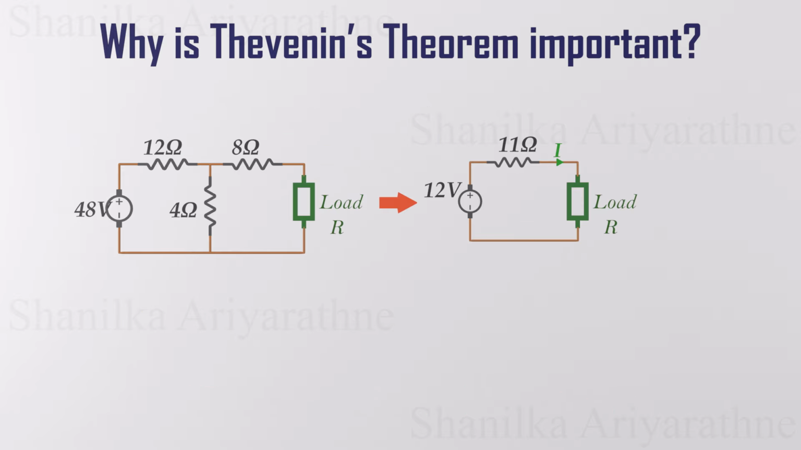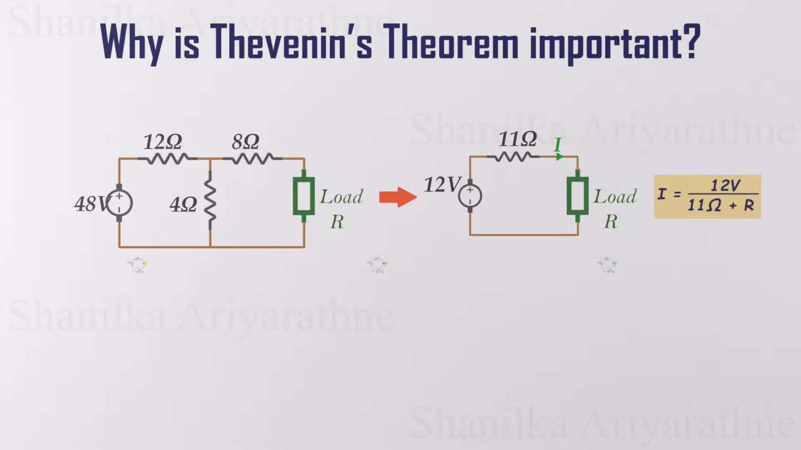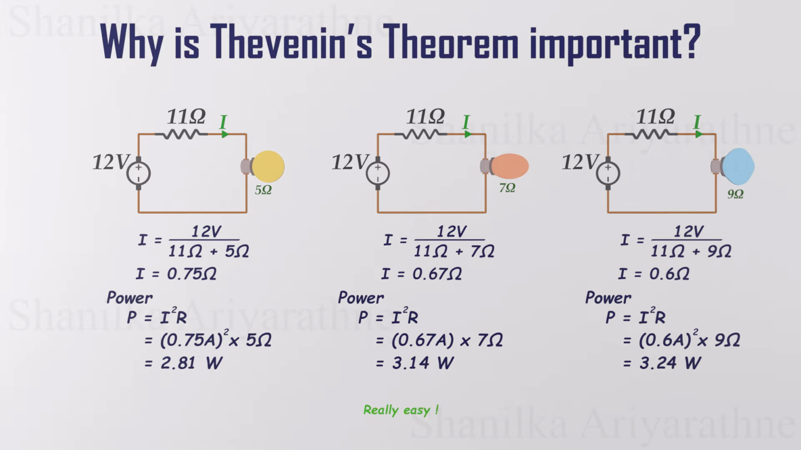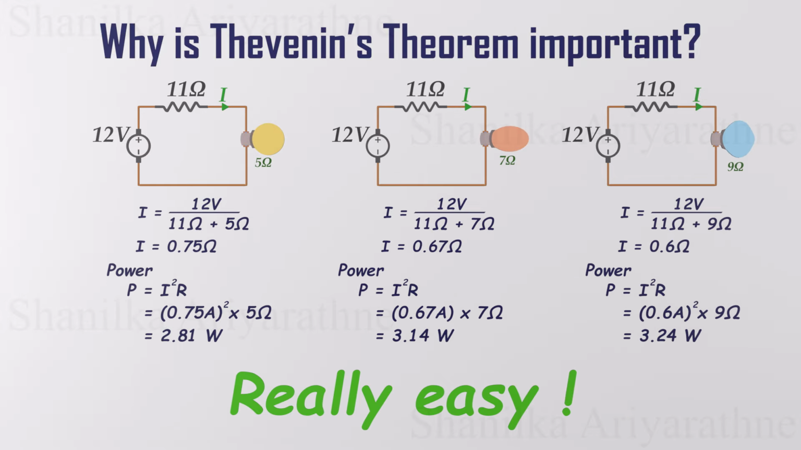Instead of recalculating the entire circuit every time you change the bulb, you can simplify the whole circuit into just one voltage source and one resistor. This new simplified circuit makes it super easy to figure out the current and voltage for any bulb you plug in. This was a huge breakthrough because it saved tons of time and effort, making circuit analysis way more efficient.